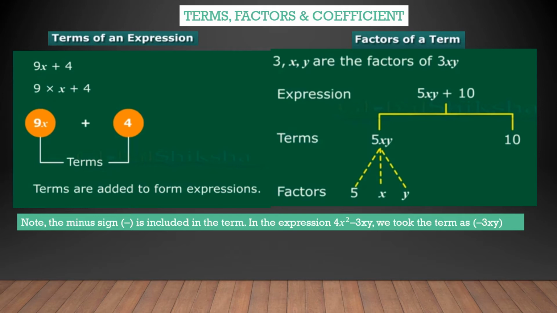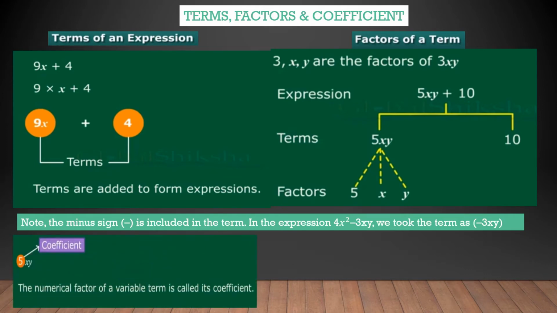What do you mean by coefficient? Simply, the numerical factor of a term is called the coefficient of the term. For example, 5xy is a term. Its numerical factor is 5. The other two, x and y, are not numerical factors. Therefore, we can say that 5 is the coefficient of the term 5xy.